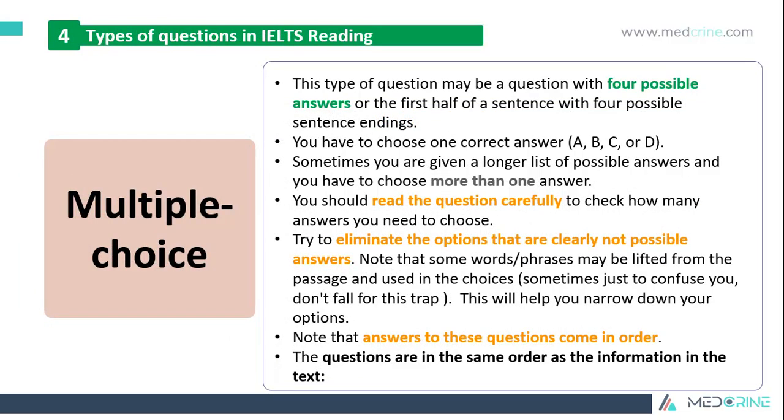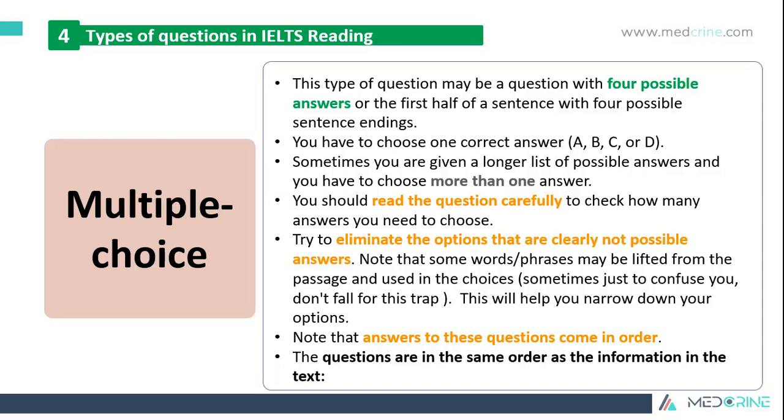So what are the types of questions you find in IELTS reading? The first type is the multiple choice questions. This type of question may be a question with 4 possible answers or the first half of a sentence with 4 possible sentence endings. So you have to choose one correct answer that is labeled using letters A, B, C, or D. Sometimes you're given a longer list of possible answers and you have to choose more than one answer.